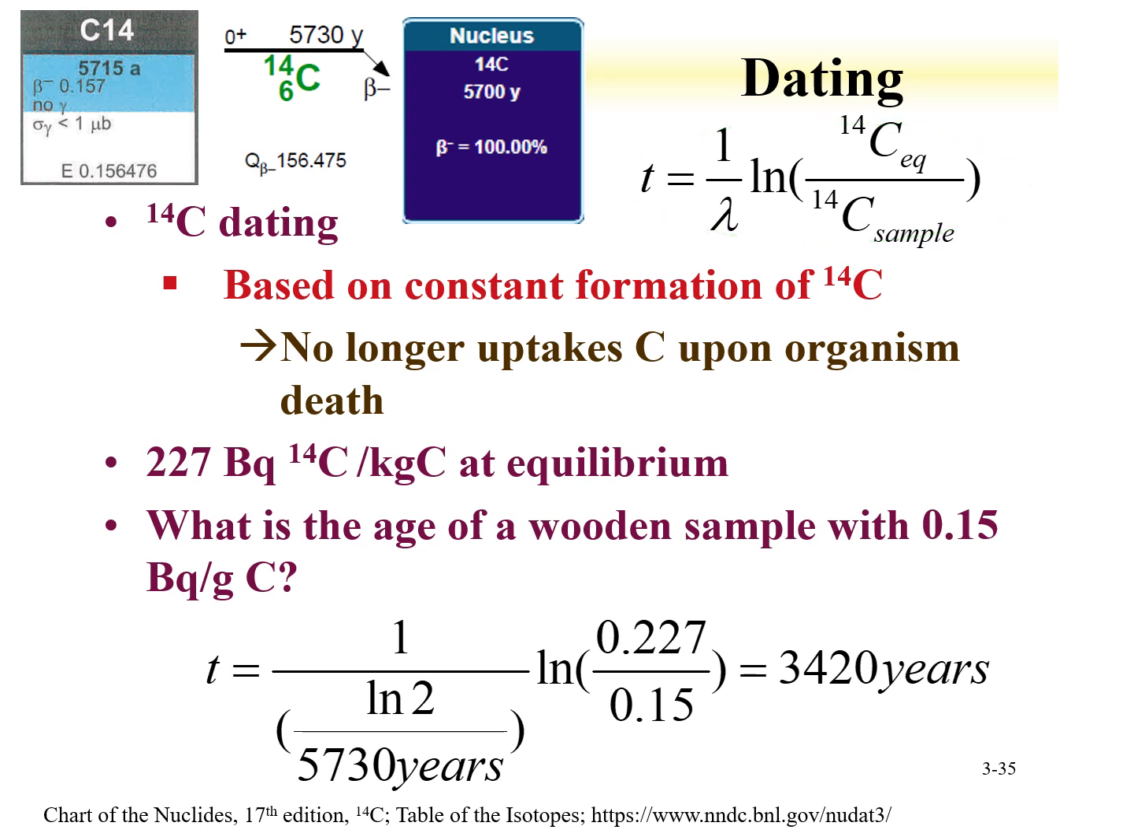And what's the age? There's a wooden sample that's been found. It now has 0.15 becquerel per gram. The equilibrium value is 227 becquerel per kilogram, so we need to make it per gram, so it's 0.227 becquerel per gram. Let's rearrange these equations, and we get the natural log of 0.227 divided by 0.15, and we get 3,420 years. So carbon-14, with a 5,000 year half-life, is reasonable for doing carbon dating on that order, so thousands of years.